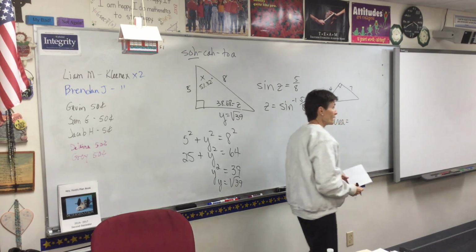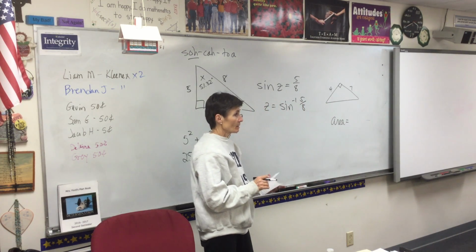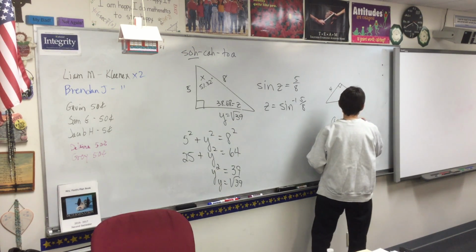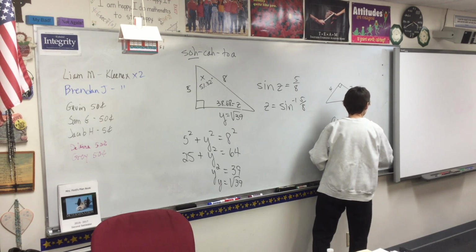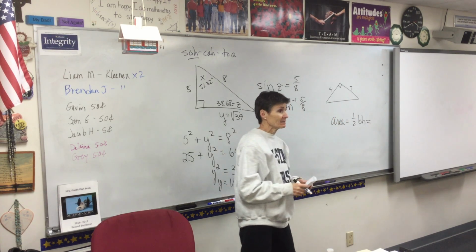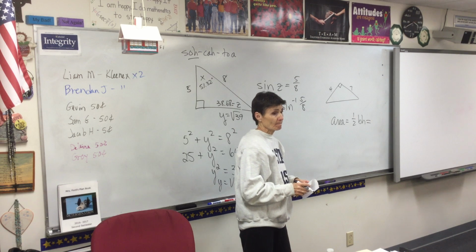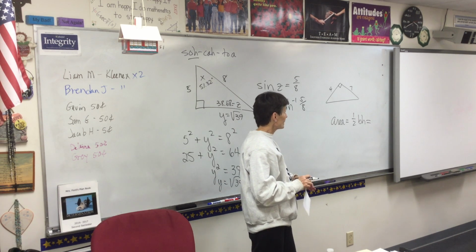Anybody remember what I told you about area yesterday? Well, it's 1/2 base times height. Actually, you told me that. You remembered that. Very good. 1/2 base times height. What did I tell you about the base and the height? They're the two that make the right angle.